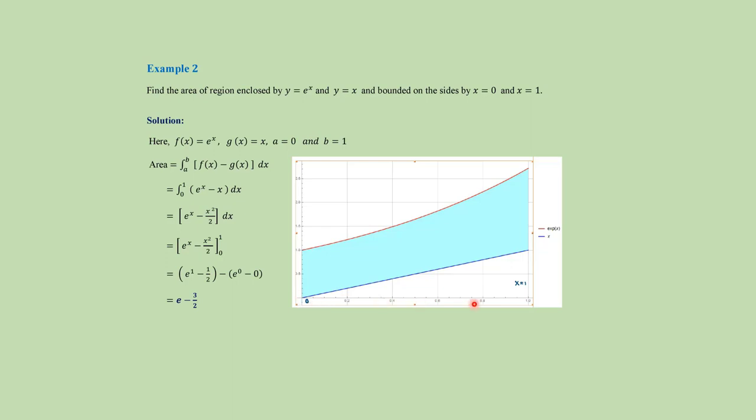Now, on the interval 0 to 1, e to the power x is bigger than x, so f of x would be e to the power x and g of x would be x. Lower limit a is 0 and upper limit b is 1. Now, if we apply the formula and evaluate, then you will get the answer as e minus 3 over 2, where the approximate value of e is 2.718.